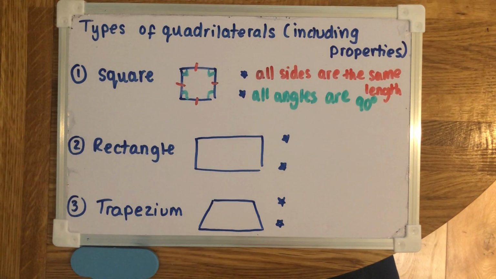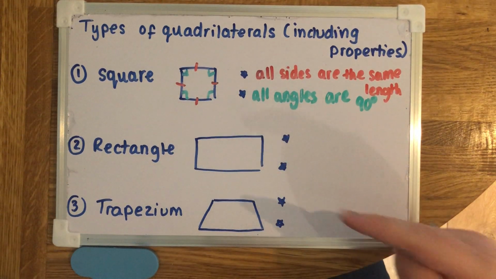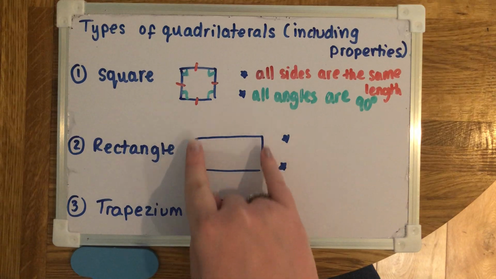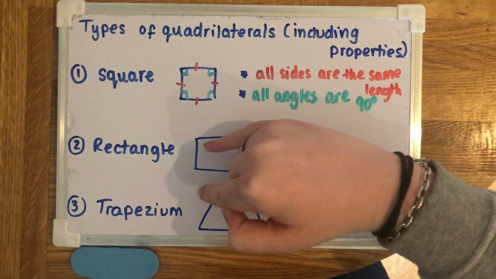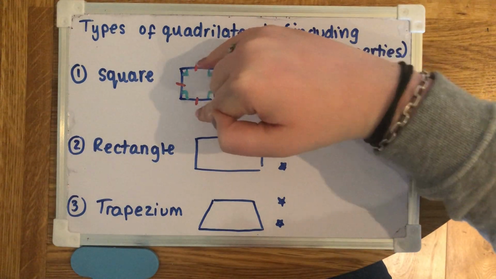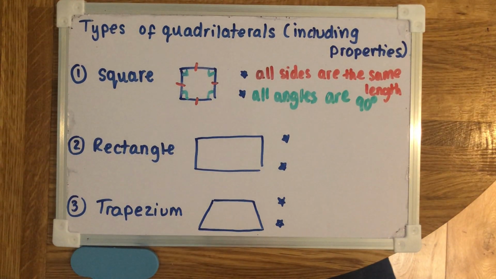Okay, the next one, which is a rectangle. Now actually a square is technically a rectangle as well, it's just a special one because the sides are the same. So the rectangle is the one where you've got two sides that will be parallel. So these two lines here will be parallel with those two sides there. Same with the square as well, those two sides are parallel to those two sides. We'll talk about that more with the trapezium and the parallelogram.